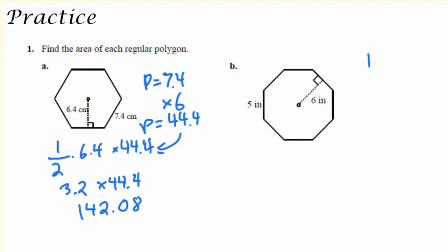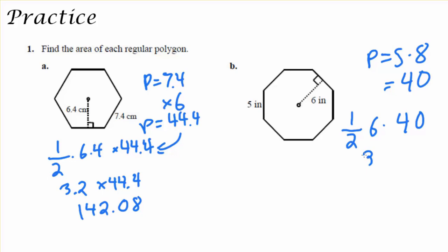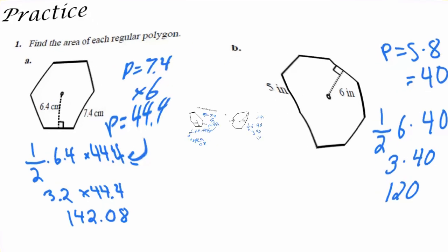My second example, the numbers are a little bit easier. I can find that my perimeter in this octagon is going to be 5 times 8 for 8 sides, so my perimeter is 40. So 1/2 of my apothem, which I know is 6, times that perimeter, 40, and I get 3 times 40, and that's going to give me a total area of that octagon of 120.